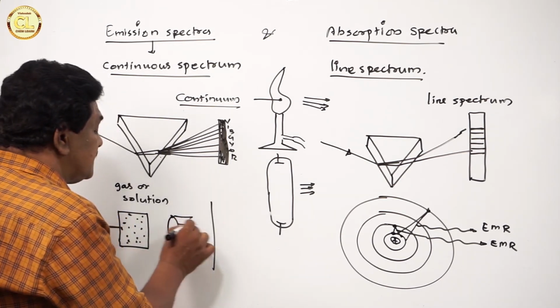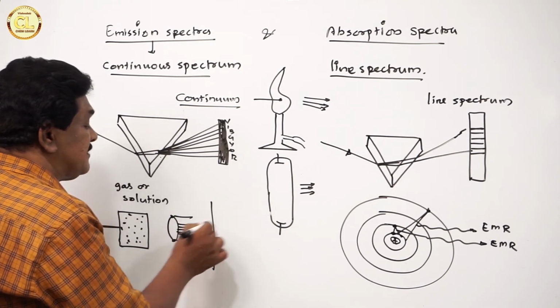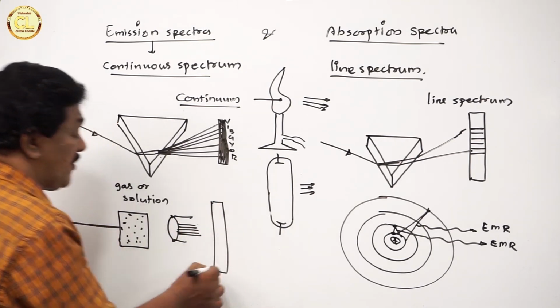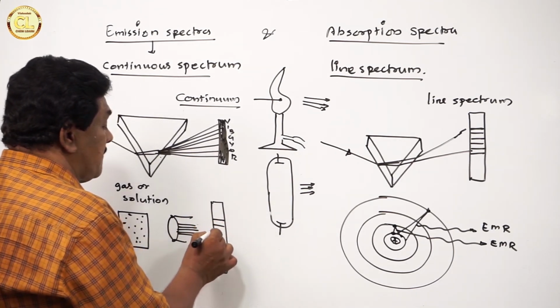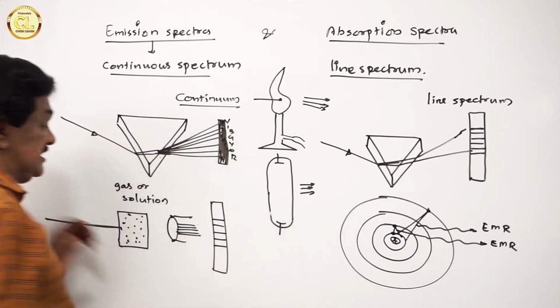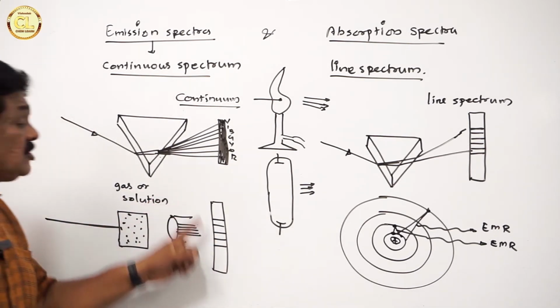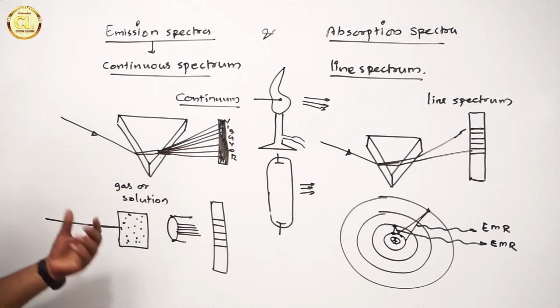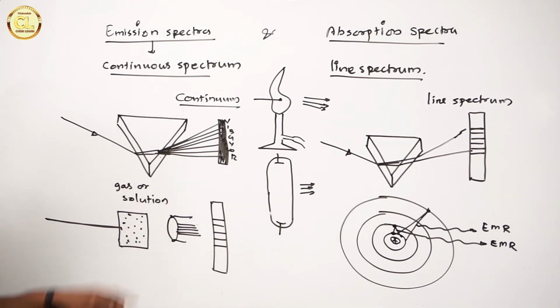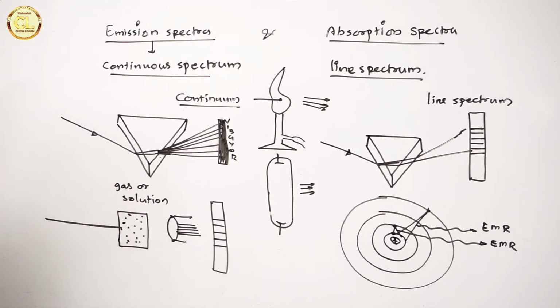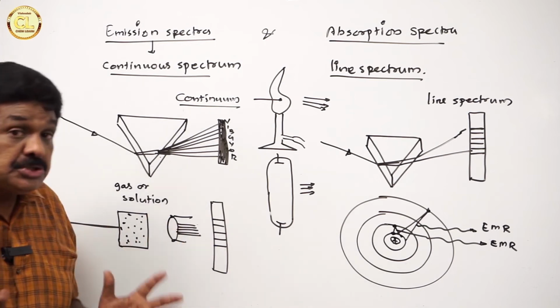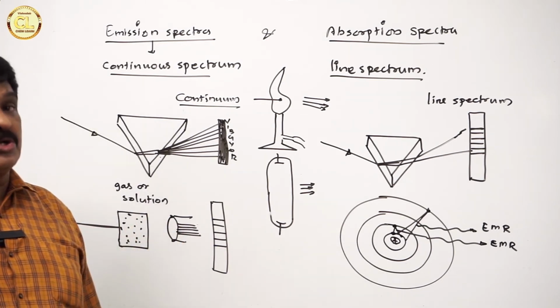The dispersed radiations are then allowed to fall on a photographic plate so that alternate bright and dark bands are produced in the photographic plate. The spectrum thus obtained is called the absorption spectrum. The dark lines are due to the absorption of the corresponding wavelength of the incident light by the substance present in the gas or solution. Absorption spectrum is used to identify a compound or substance.